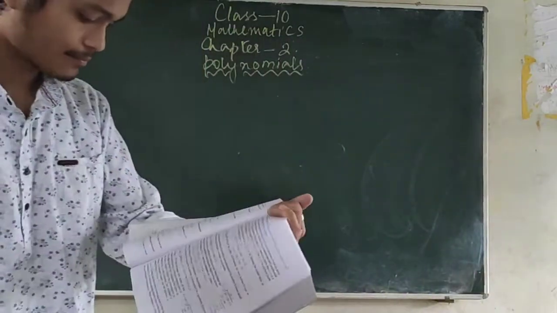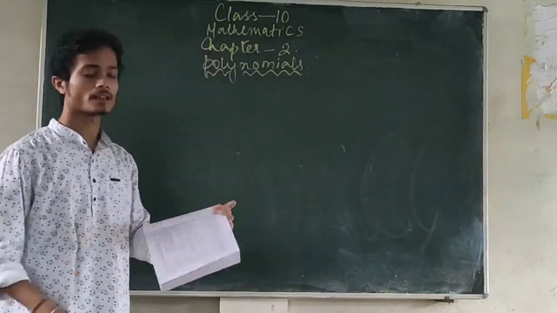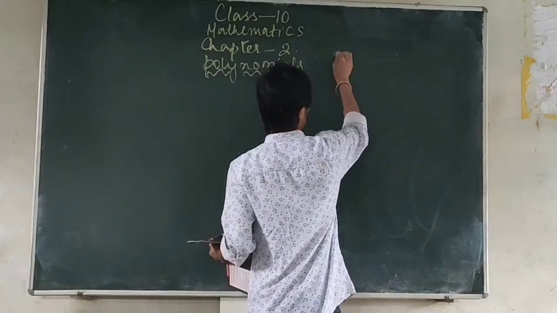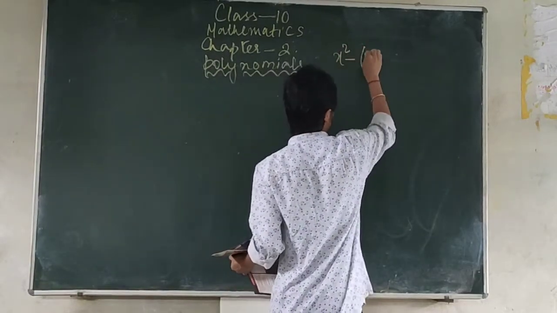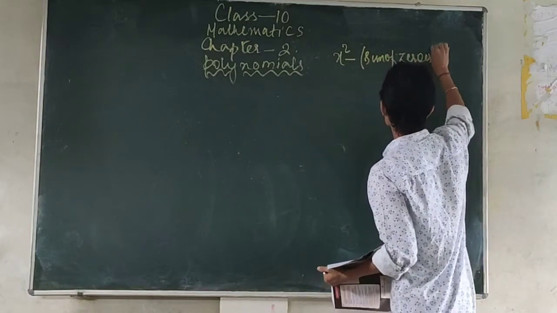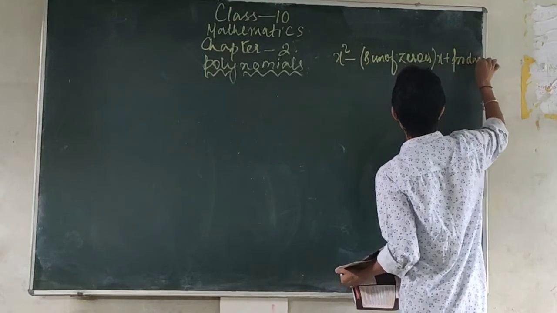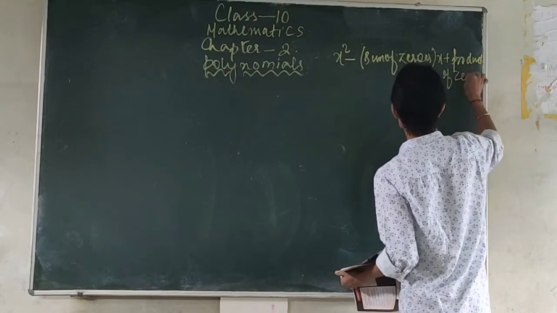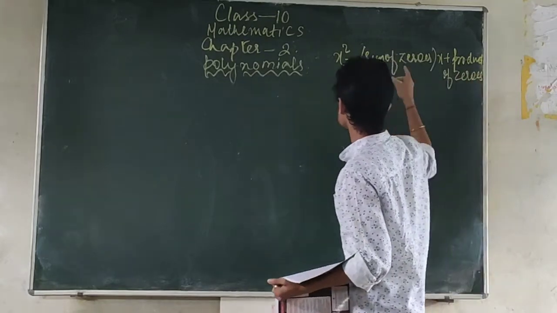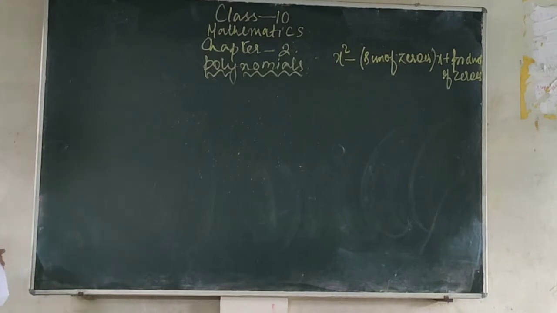see, the formula to form the quadratic polynomial is x squared minus sum of zeros into x plus product of zeros. X squared minus sum of zeros times x plus product of zeros. This is the formula to find out a polynomial.